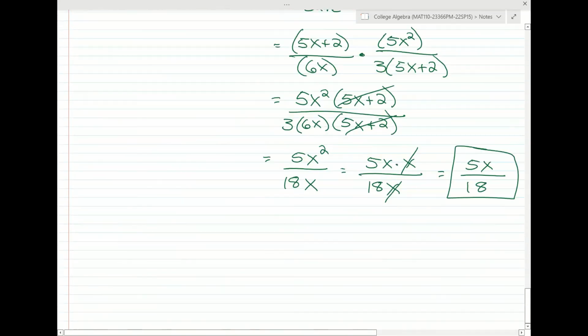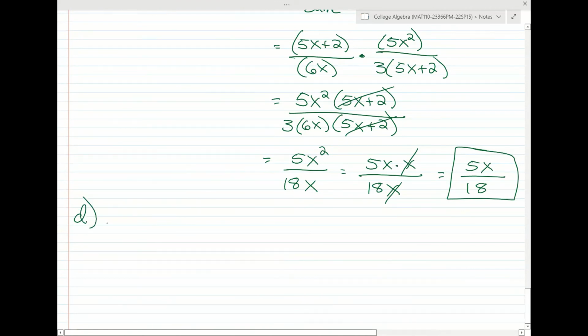What about if we had this one? It was q squared plus 2q divided by 5 plus q divided by 4 minus q squared divided by 3q minus 6.